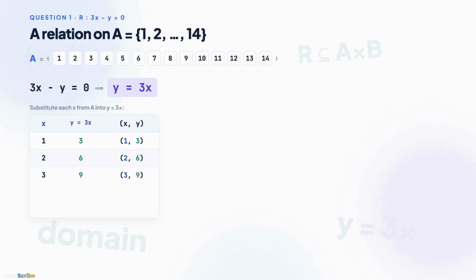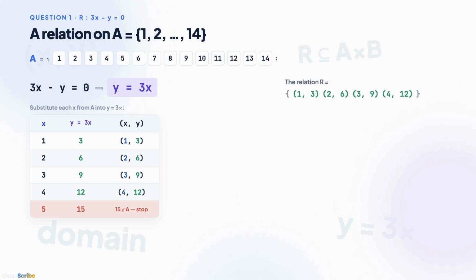If x is 3, y becomes 9. If x is 4, y becomes 12. When x becomes 5, y becomes 15, which is not present in set A, so we stop here. Therefore, the relation is {(1, 3), (2, 6), (3, 9), (4, 12)}.